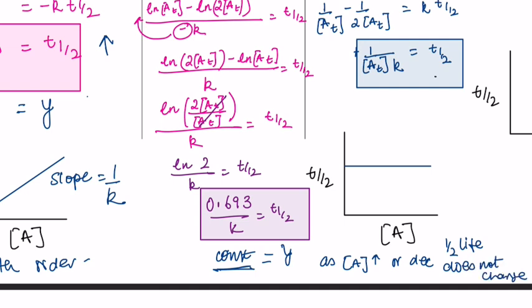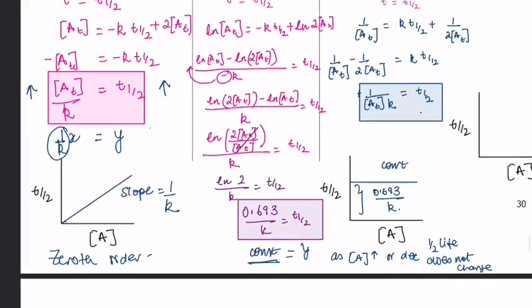It is a numerical value, and the y-intercept gives you this distance, which is 0.693 divided by k. So you could solve for the rate constant using this graph as well.